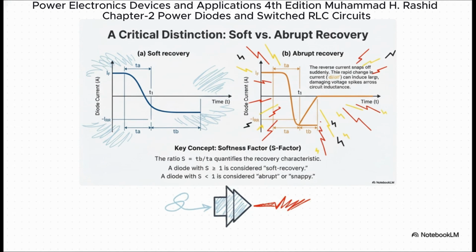And here's another critical point. Not all diodes recover the same way. What you want is a soft recovery, where the current smoothly and gently returns to zero. What you absolutely do not want is this, an abrupt or snappy recovery. When that current snaps off instantly, it's like slamming on the brakes in your car. It induces massive voltage spikes that can, and will, destroy other components in your circuit.